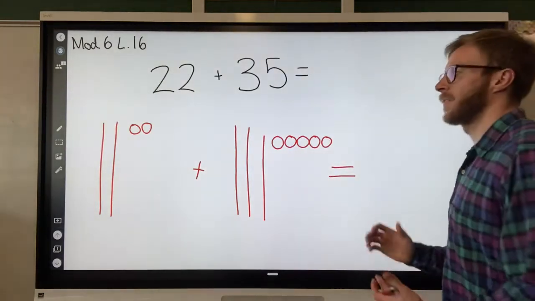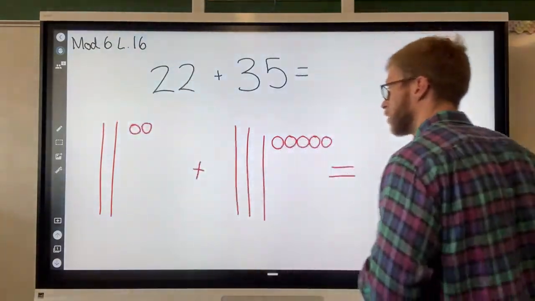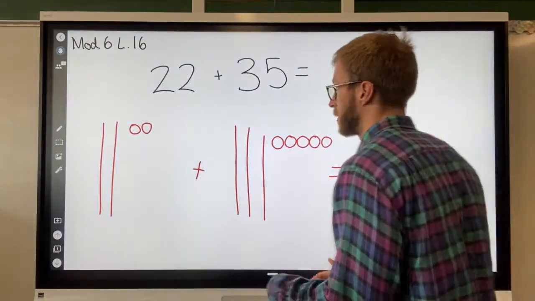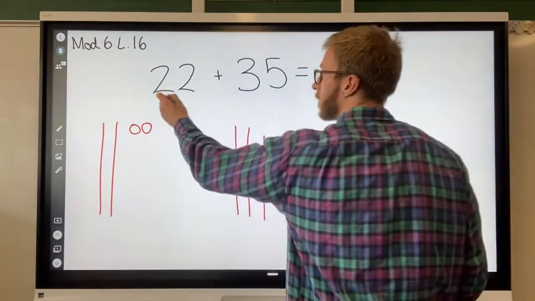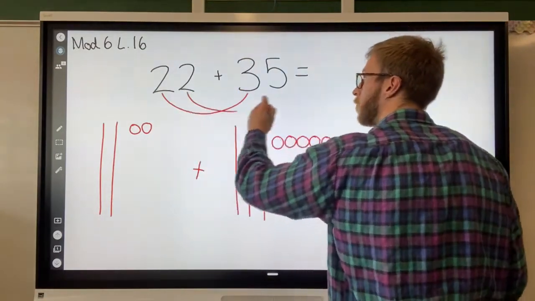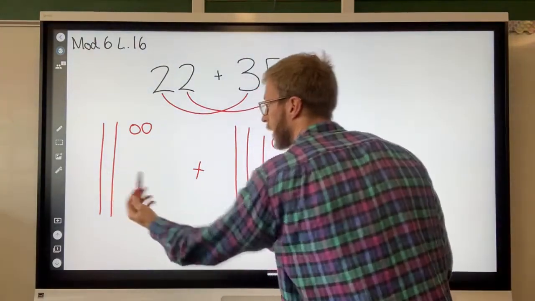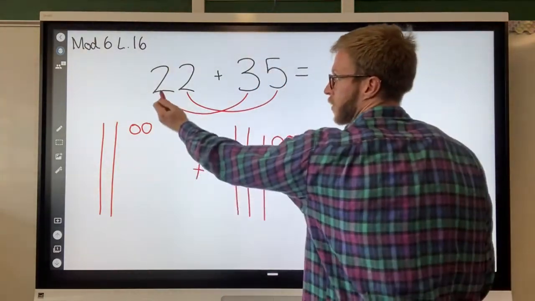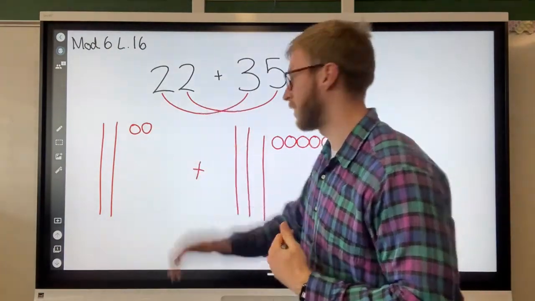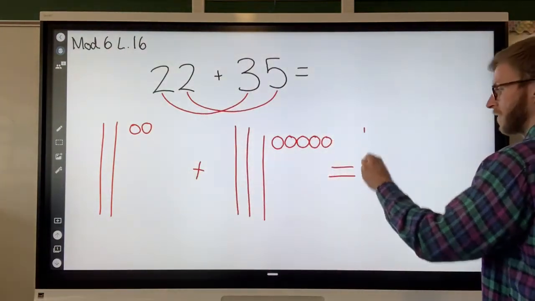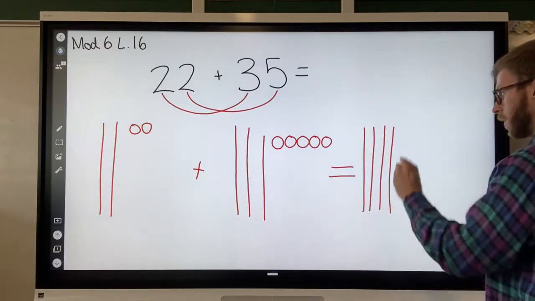And now, to add these together, we need to combine them. Make them into one big picture. So we're going to count our tens first. It's like we're adding our tens up, and then we're adding our ones up. We're adding our tens together, and then our ones together. Okay? So 2 tens plus 3 tens. 2 plus 3. That is 5. So let's come over here and draw 5 ten sticks. 1, 2, 3, 4, 5.